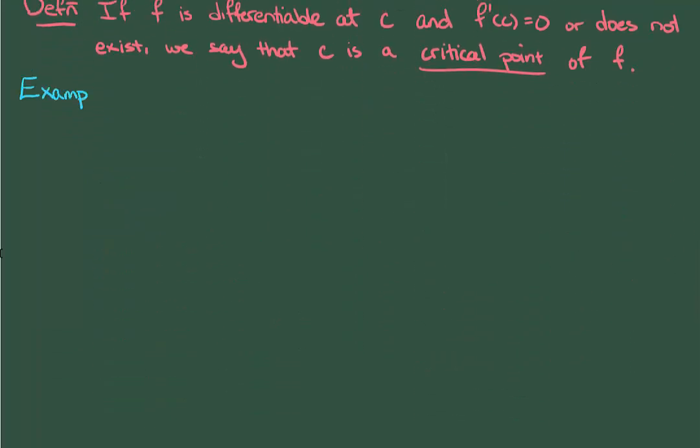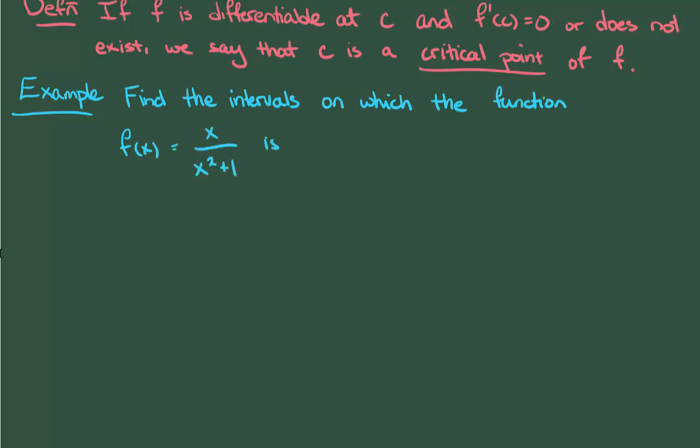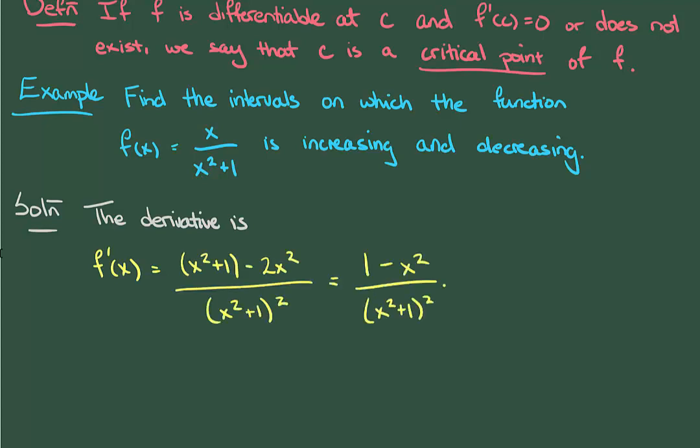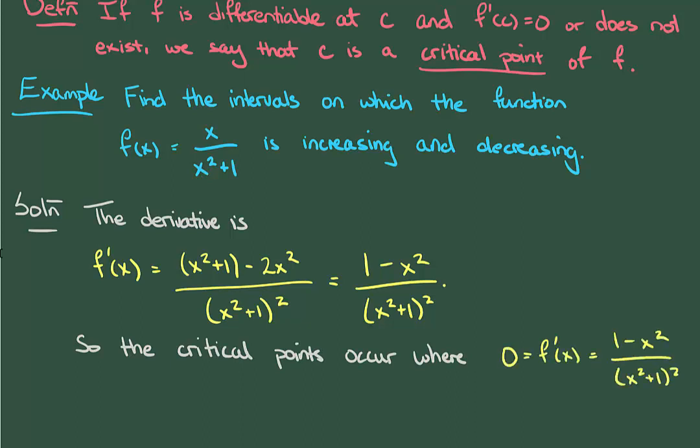Alright, so let's put this to work. Let's find the intervals of increasing and decreasing for the function f of x equals x over x squared plus 1. To find the critical points, we need the derivative of f, which ends up being a quick application of the quotient rule. Now this exists for any x, so we're going to look for those points where the derivative is equal to 0. This in turn corresponds to those points where the numerator is equal to 0, which gives us x is plus or minus 1.